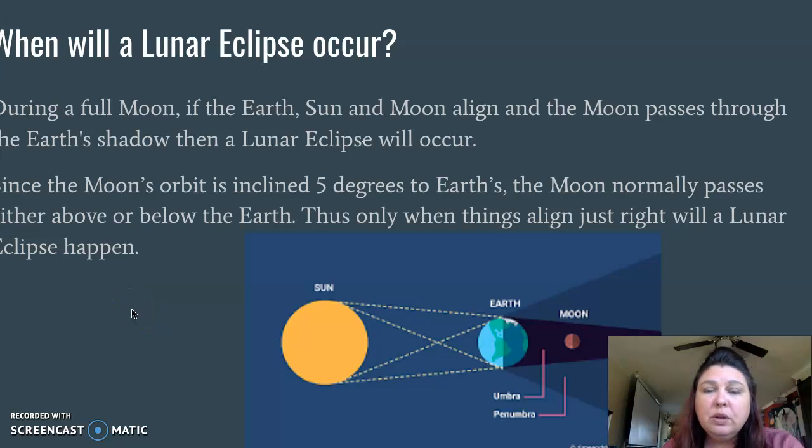When will a lunar eclipse occur then? Well, during a full moon, if the Earth, Sun, and Moon align and the moon passes through the Earth's shadow, then a lunar eclipse will occur.